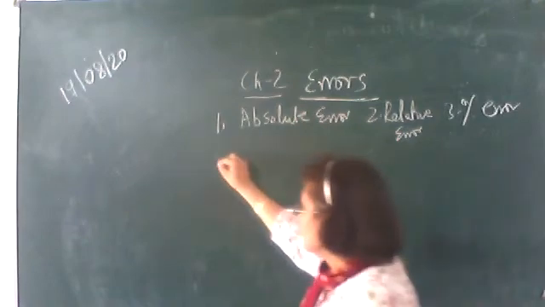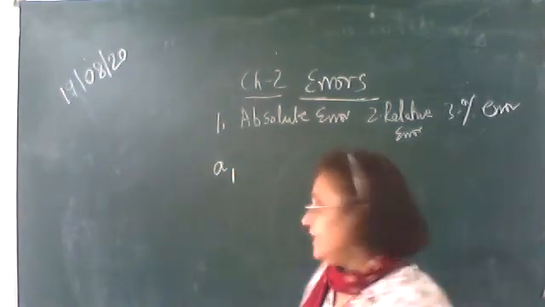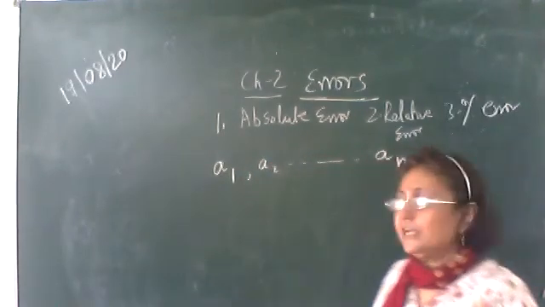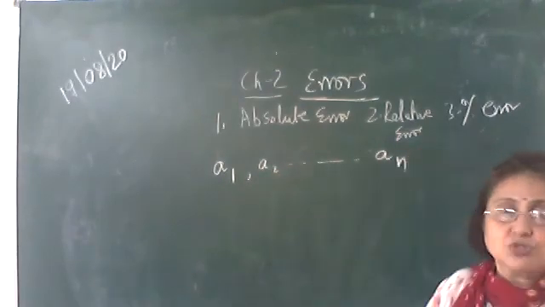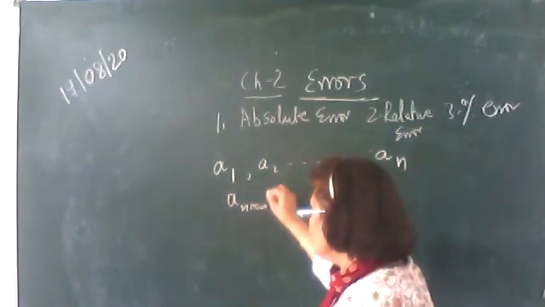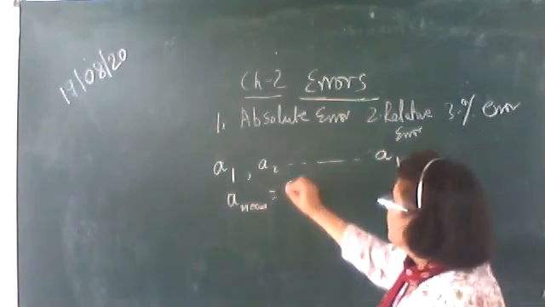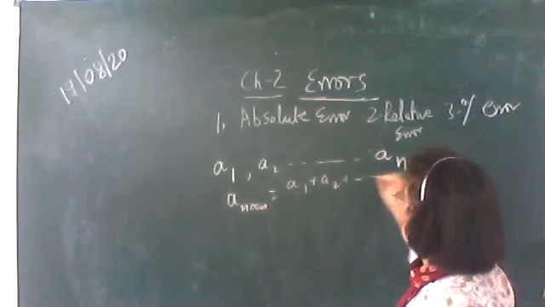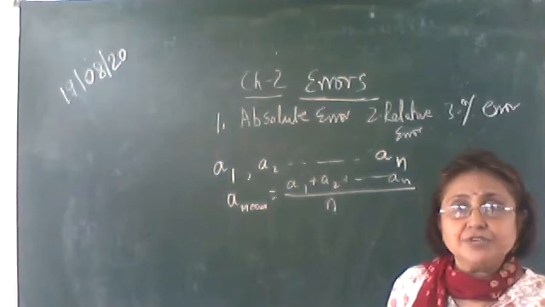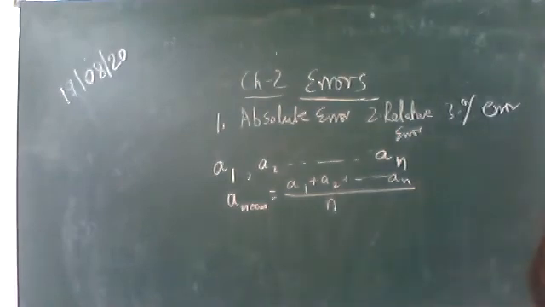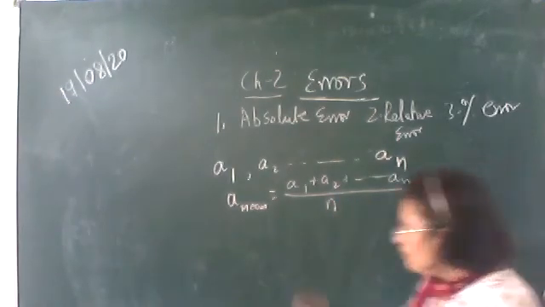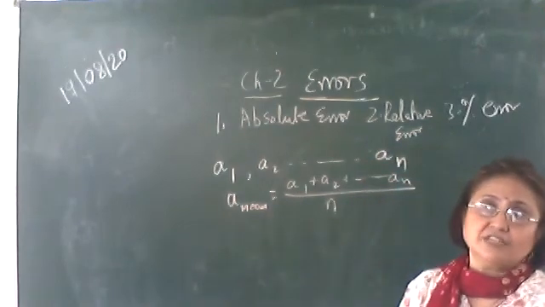Let for any observation, n number of observations are taken: A1, A2, A3, A4 and so on, An. Now we'll find its mean. I think everyone knows how to find the arithmetic mean: adding all the values and dividing by the number of observations. So the mean is A1 plus A2 plus up to An, divided by n. Now this mean value will be considered as the true value.